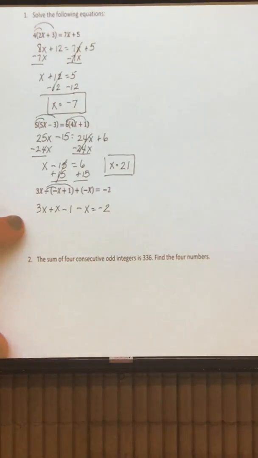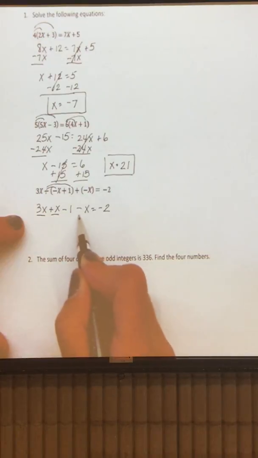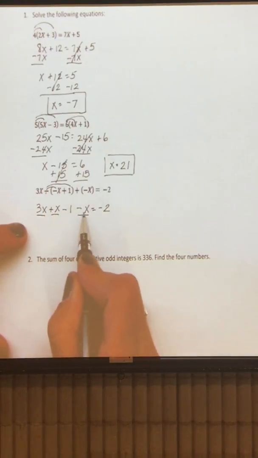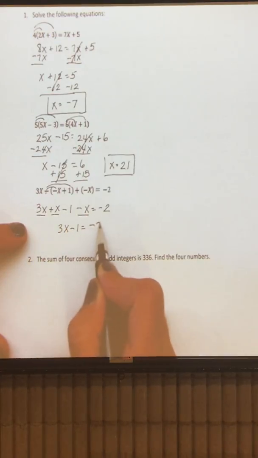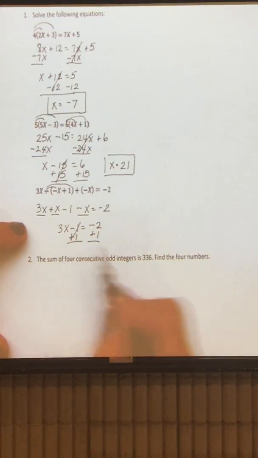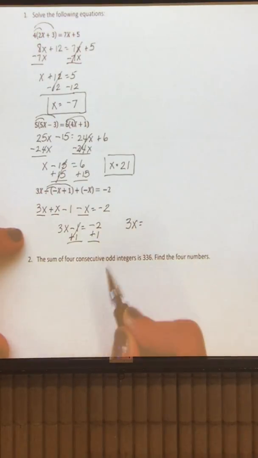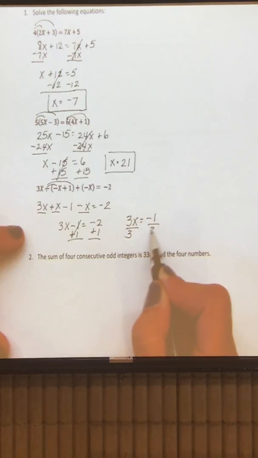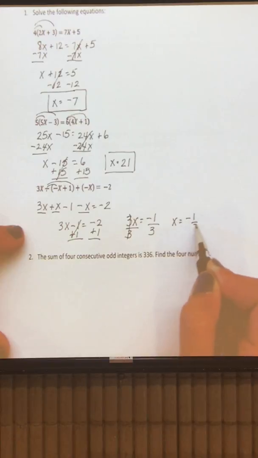Combining like terms, you have a 3x, an x, and a negative x. 3x plus x is 4x, minus x is 3x, minus 1 is equal to negative 2. Adding 1 to both sides cancels the 1. You have 3x is equal to negative 2 plus 1 is negative 1. Divide both sides by 3. X is equal to negative 1 over 3.